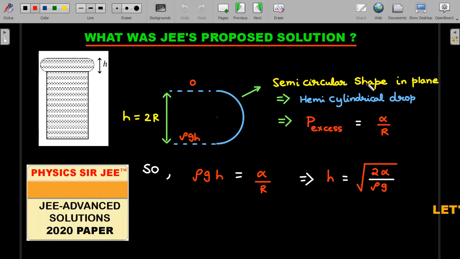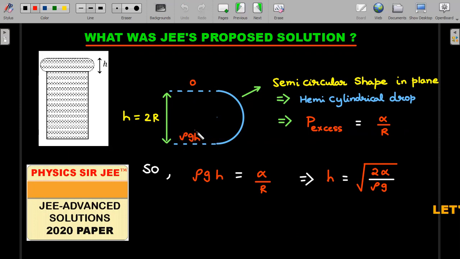right? And if this is semicircular shape in this particular plane, then it's considered to be a hemi-cylindrical drop of certain width into the board, if DL is the into the board. Okay, so if this is zero gauge pressure, I'm writing only gauge pressures here, atmospheric pressure anyway cancels out. Okay, so zero gauge pressure, then at a height h below, which is nothing but 2r, once you are assuming this as semicircular, at the bottom the gauge pressure will become rho gh.